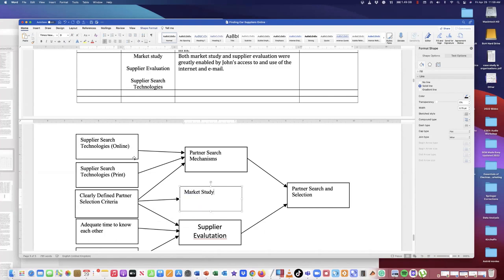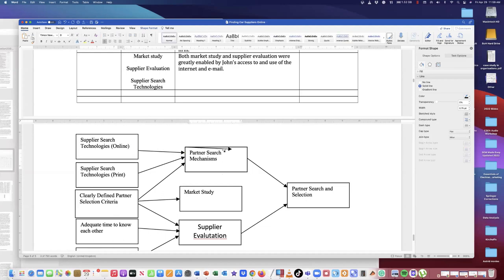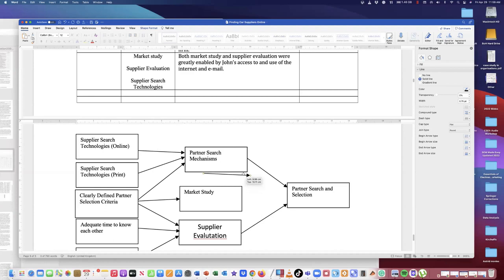Do you realize what I'm trying to say? So these three, 1, 2, 3 will come here, or you can pull it from here. Whichever one still works. So the mechanisms are what's going to help you to do your market study. Mechanism plus the selection criteria gives market study. Good. Because the market study has to take place online and also offline.